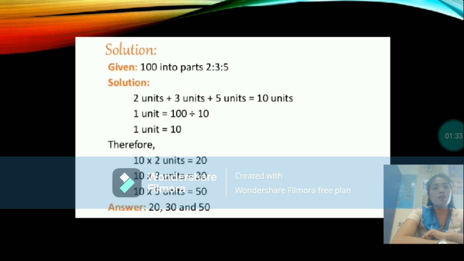So therefore, we could get the value of our 1 unit. Let's say 2 plus 3 plus 5, that is actually 10. Therefore, 100 divided by 10, that would be our 1 unit, which is 10. Since our 1 unit is equivalent to 10, 10 times 2 units is 20, 10 times 3 units is 30, then 10 times 5 units is 50. So our answers would be 20, 30, and 50, which is equivalent to the ratio 2 is to 3 is to 5. Okay, so that's example number 1.